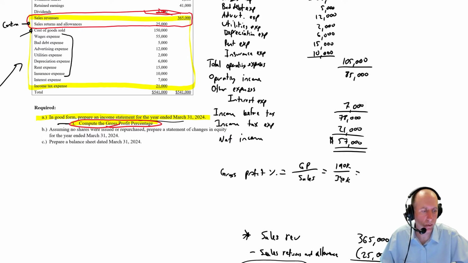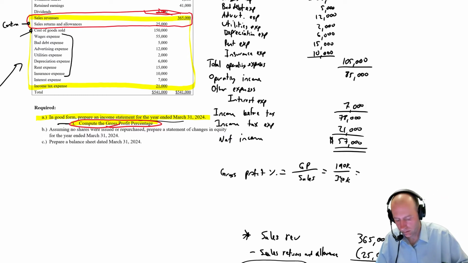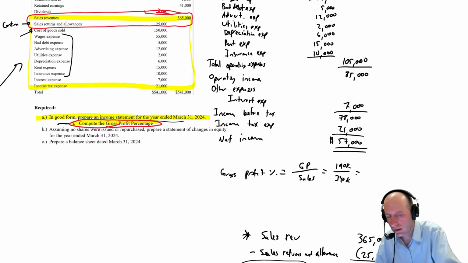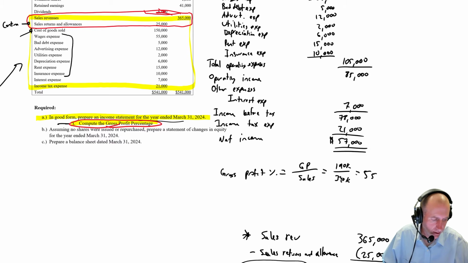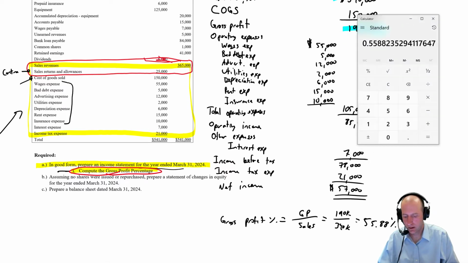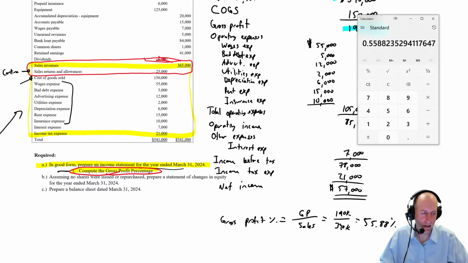190 divided by 340, 0.5588, 58.88%. I think I said the wrong number, 55.88%. What does that tell us? I'm going to double check that number. Okay, yeah, I was worried I had said the wrong thing.